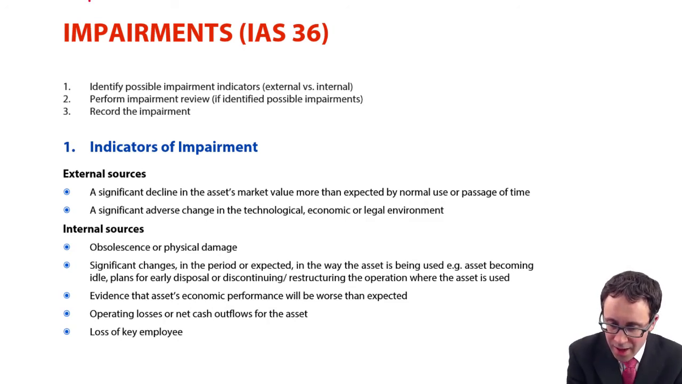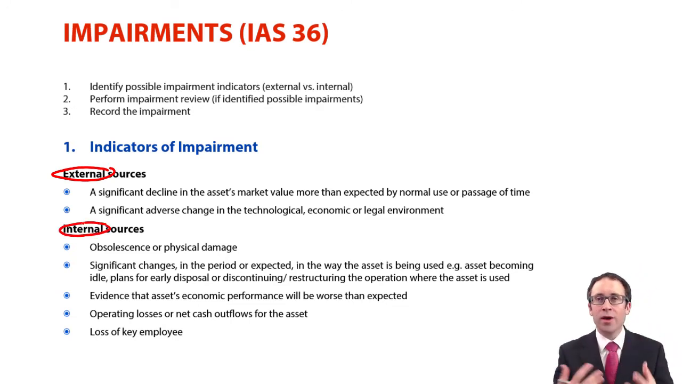They can be either external indicators or internal indicators. So here we're looking at potentially a multiple choice question saying which of the following is an indicator of an impairment, or which of the following is an internal source of an indicator of an impairment. So you need to remember the different ones and where they go.